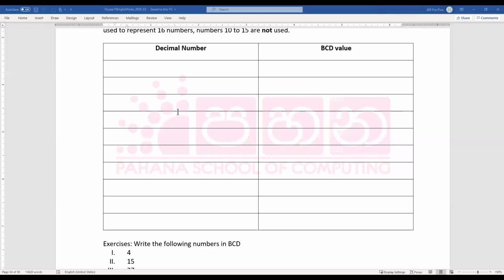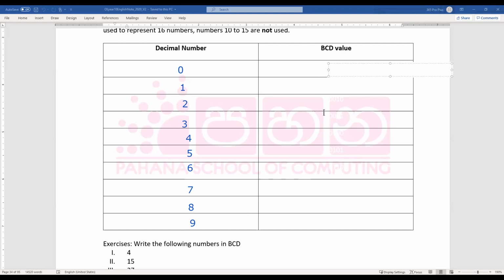As I told you earlier, binary coded decimal means we are going to represent each of these decimal numbers using a 4-bit binary number. So the decimal numbers we know, we have 0, 1, 2, 3, 4, 5, 6, 7, 8, and we have 9.